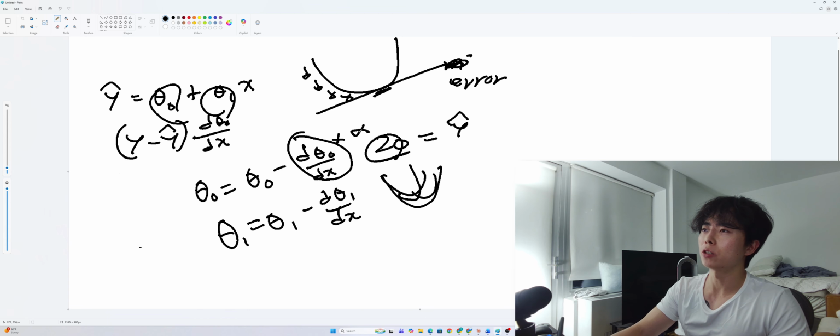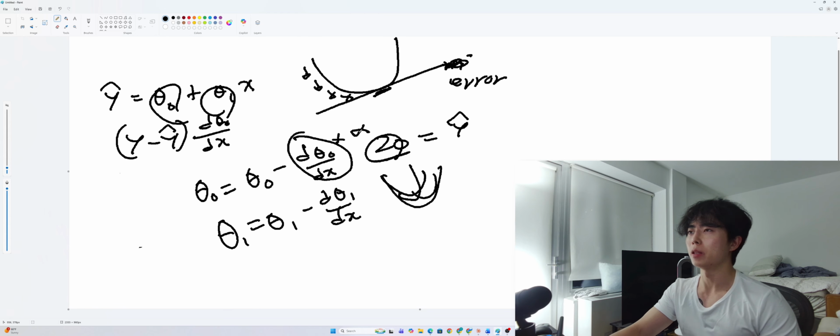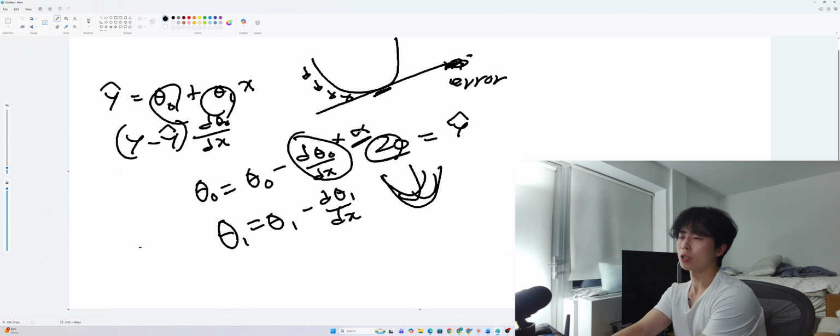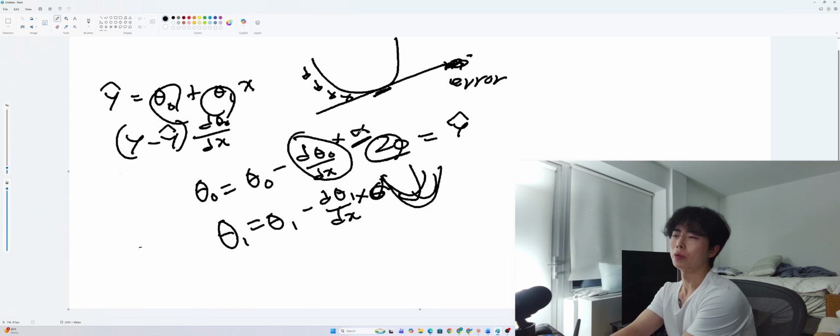This alpha needs to be picked through hyperparameter tuning to know which value of alpha is going to be the most appropriate. So now, when we multiply this by alpha, we know how much step we need to take and which way to go by partial derivatives in order to tweak these values, theta 0, theta 1.